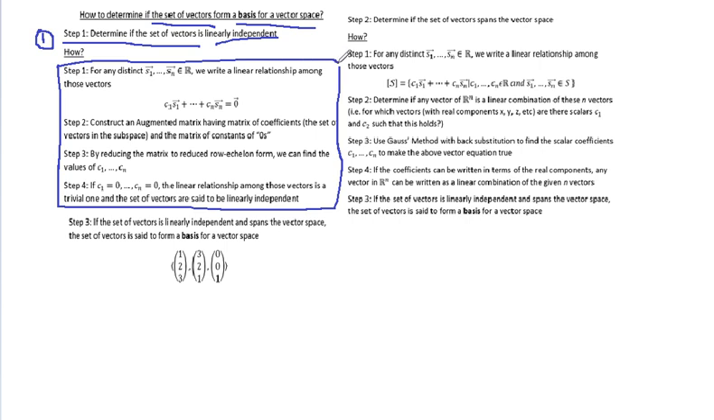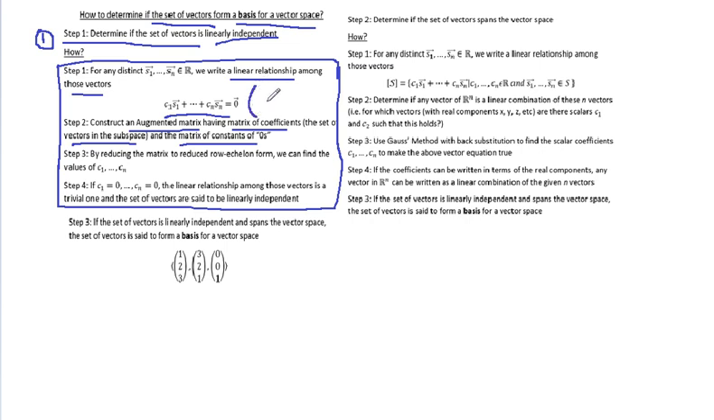We have already covered in our previous two videos how to show if they are linearly independent. We write a linear relationship among these vectors, and then we construct an augmented matrix having the matrix of coefficients, which is the set of vectors in the subspace, and the matrix of constants. So basically your augmented matrix is this.